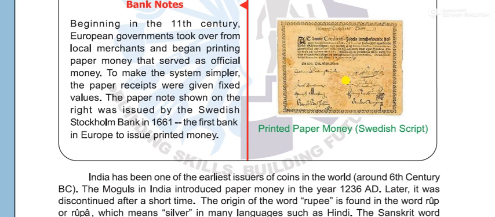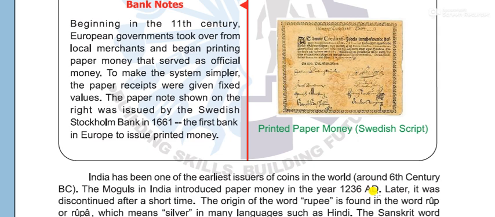Okay, so the paper note shown on this side was issued by the Swedish Stockholm Bank in 1661. The first bank in Europe to issue printed money, the Swedish Stockholm Bank. It was the first bank that issued printed money.